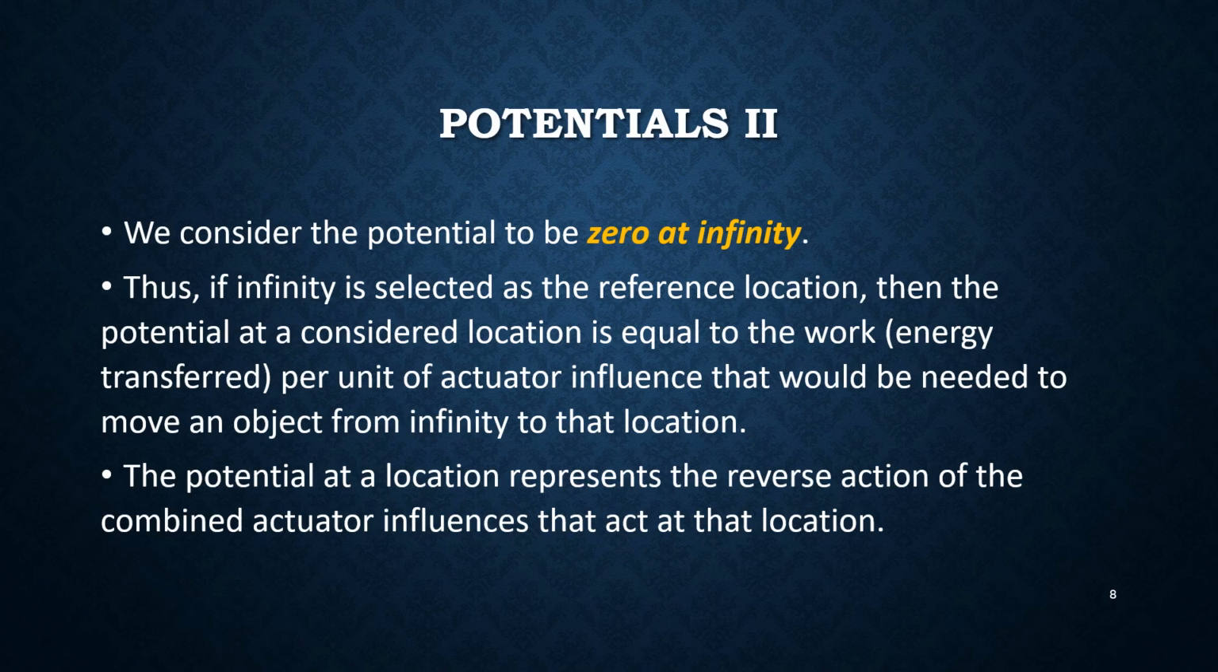We consider the potential to be 0 at infinity. Thus, if infinity is selected as the reference location, then the potential at a considered location is equal to the work, energy transferred, per unit of actuator influence that would be needed to move an object from infinity to that location. The potential at a location represents the reverse action of the combined actuator influences that act at that location.